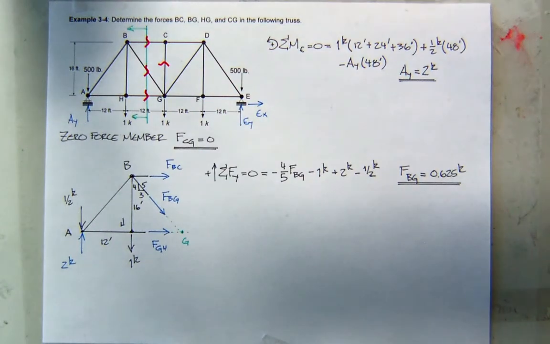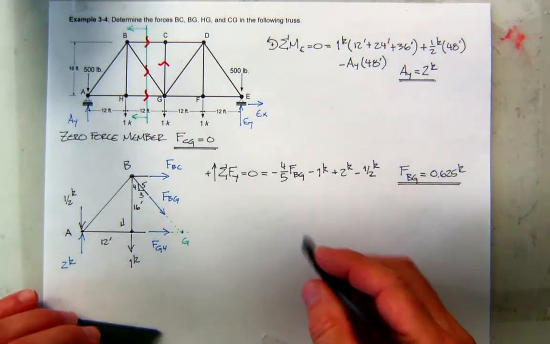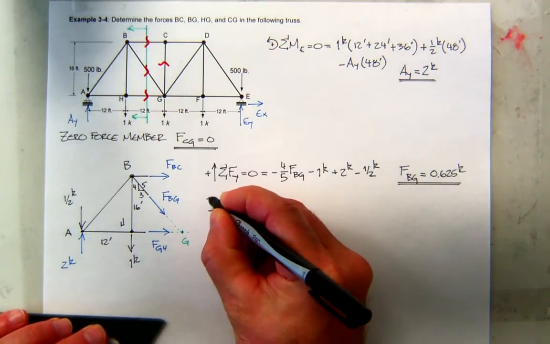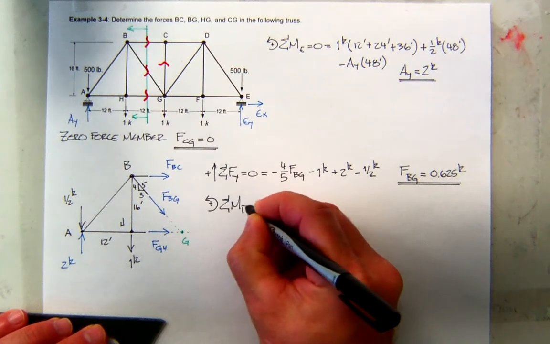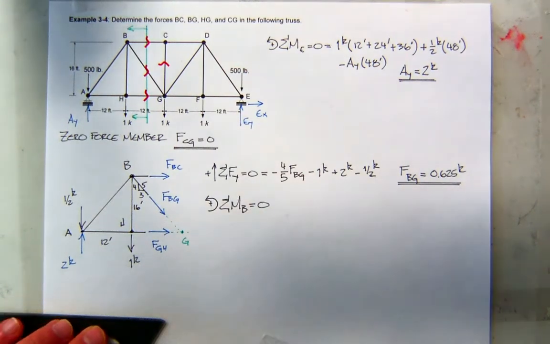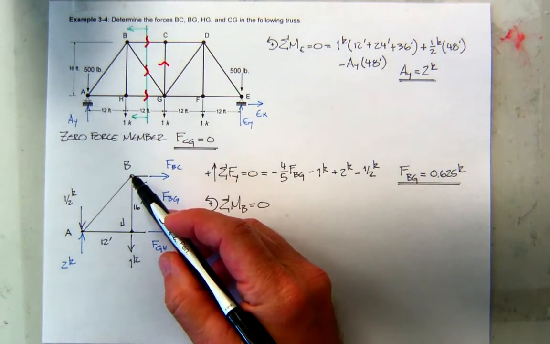Okay, now we can sum moments about B or G. Which one do you guys want to do first? B. I heard somebody say B, so we'll do that. So we'll assume right-hand rule, and we will sum moments about B.